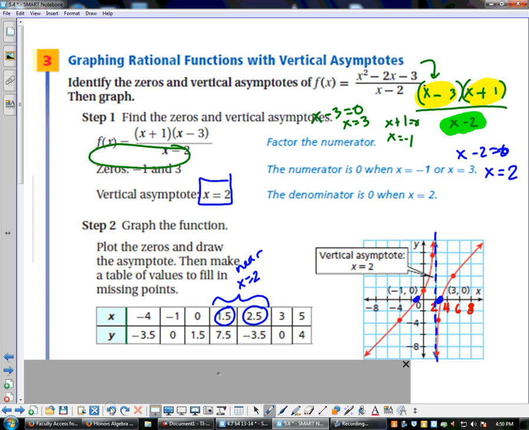So I'll let you plot those points, and when you do, you will see that the graph is going to look like this, curving around, getting closer and closer to that vertical asymptote. And this one also is curving around, all right, like this.